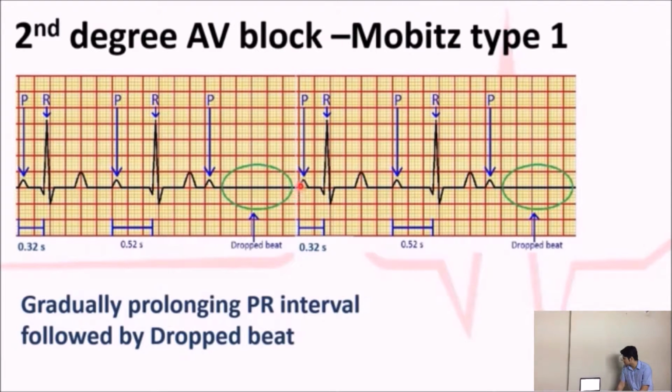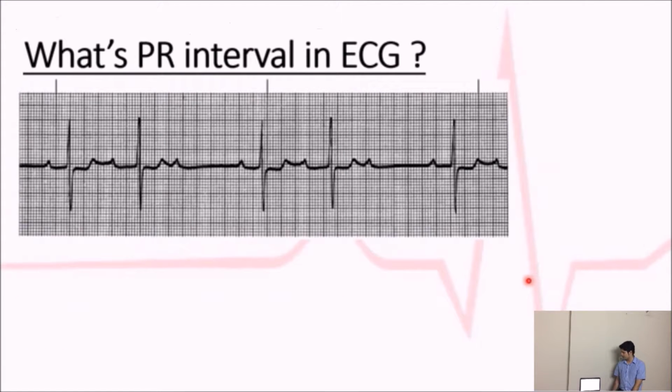You can see the sequence again: PR prolonging, further prolonging PR, and then a P wave and a dropped beat. So that is the example of the second degree AV block Mobitz type 1. Now let's understand the real time ECG with one example.